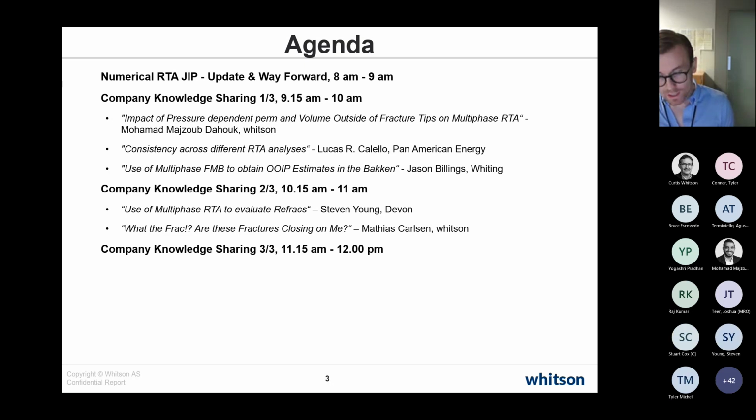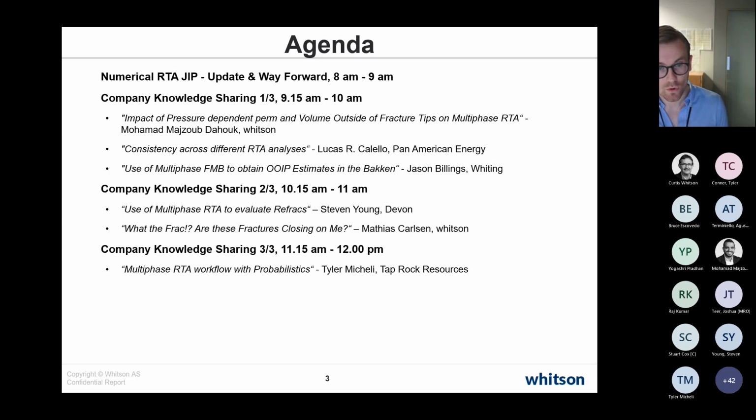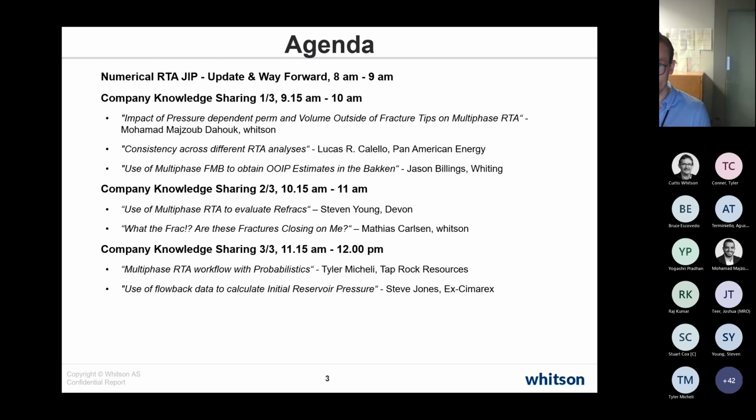After that, we'll take another break, and then the last session is Tyler from Taprock, followed by a presentation from Steve Jones from Simrex, which has been a presentation that a lot of you on the call have requested from many of the companies. It's a way to use flowback data to calculate initial reservoir pressure.